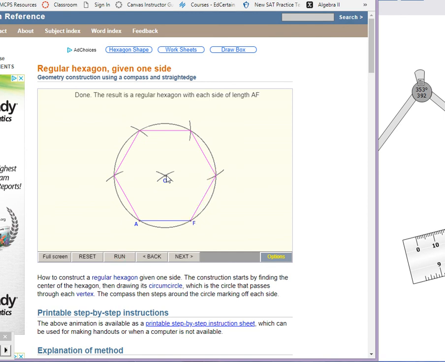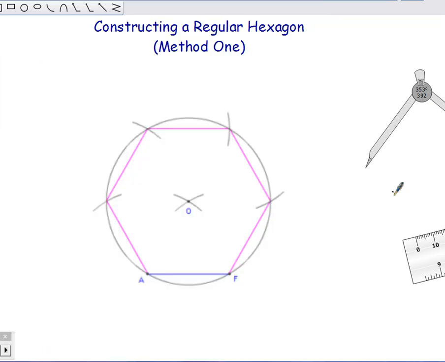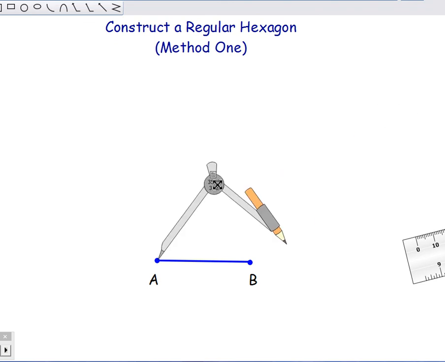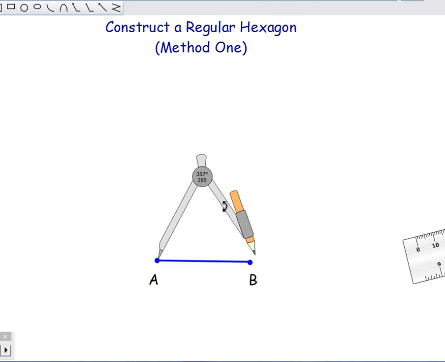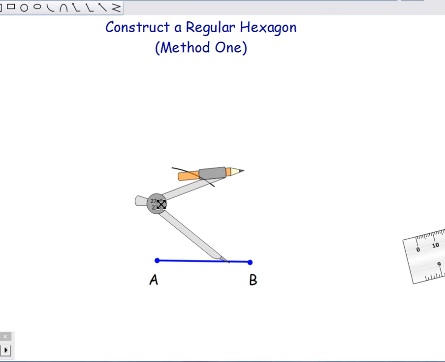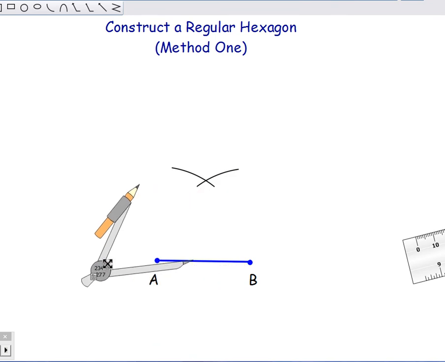All right. So that is our hexagon with side length AF. So let's try it. Okay, so we have this length AB. Put our point, make it the right size. Okay, so we're going to angle up. We're going to find that center. Basically, we're making an equilateral, first little equilateral triangle. All right, mark that point as the center.